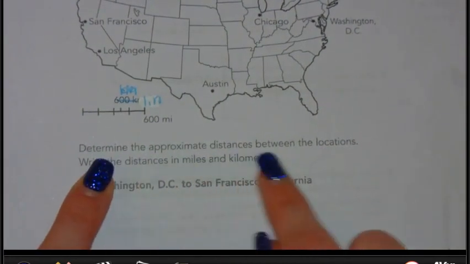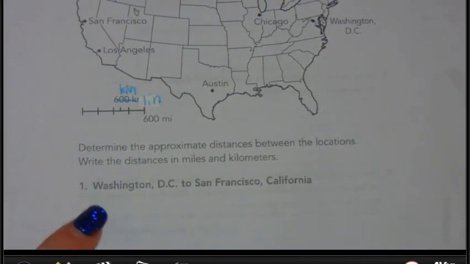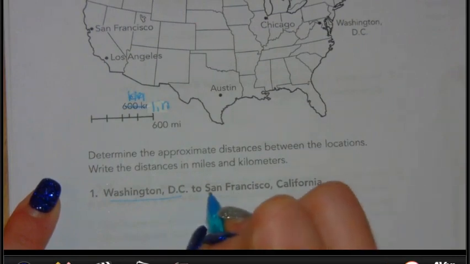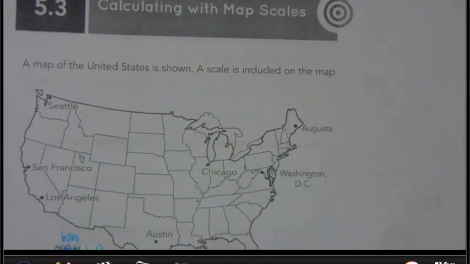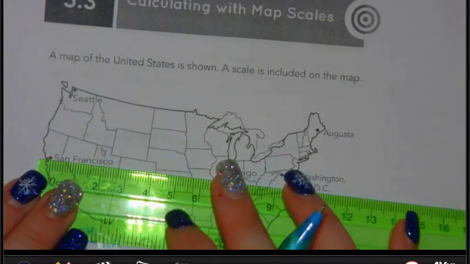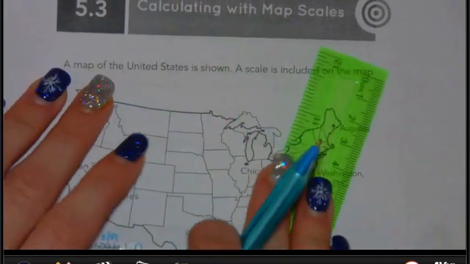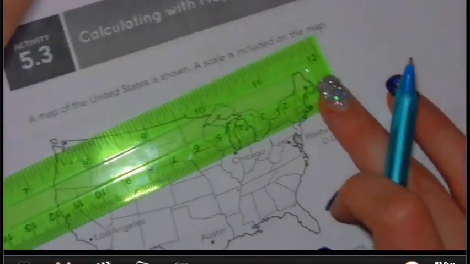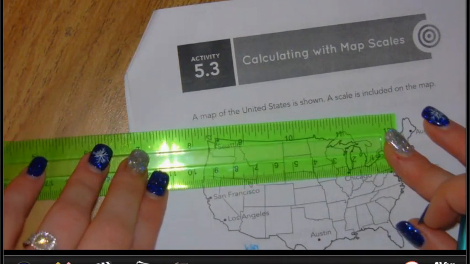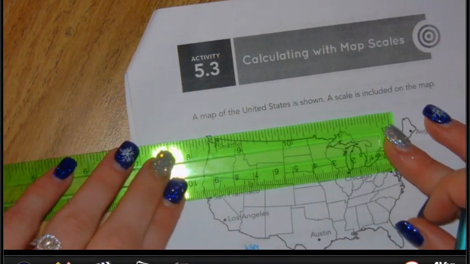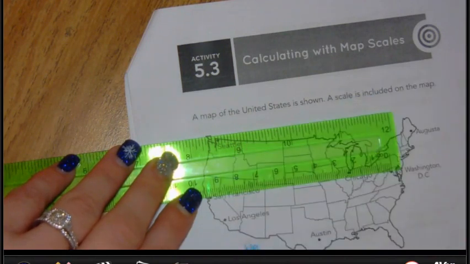All right, so we're going to determine the approximate distances between the locations. We're just going to write it in miles. I'm going from Washington, D.C., all the way to San Francisco, California. I'm going to take my handy-dandy ruler and use the centimeter side. When you are measuring with the ruler, we never start at the end. We always start at the tick mark for 0. I'm going to start at Washington, D.C., and go all the way down to San Francisco. And I see that I'm right about here.